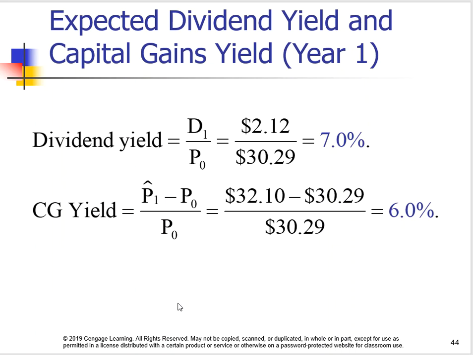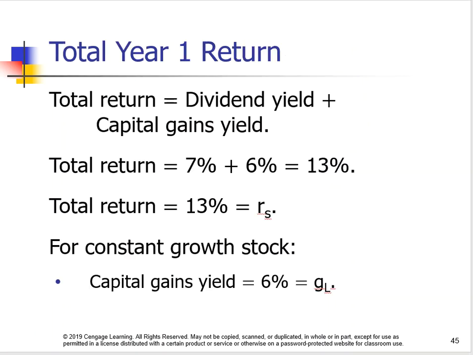So we can break the return on a share of stock into the dividend yield and the capital gain. If the stock is selling for $30.29 at time zero and the dividend was $2.12, then that's a dividend yield of 7%. And the capital gain is what happens to the price. The price is going to go from $30.29 to $32.10, and so that gain divided by the original price gives us a capital gain of 6%. So your 13% return is made up of 7% dividend yield and 6% capital gain.